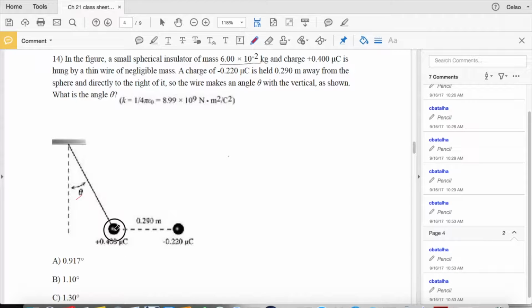So you take this guy, do a free body diagram, mg, and then you have tension. And then the forces here are attractive. Basically the same problem.